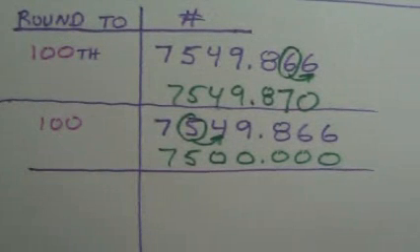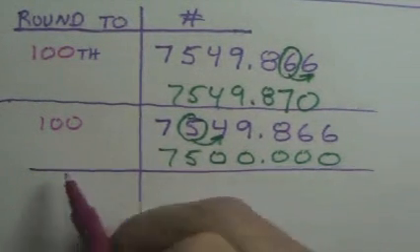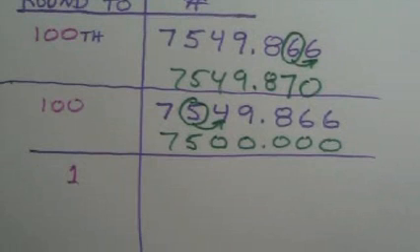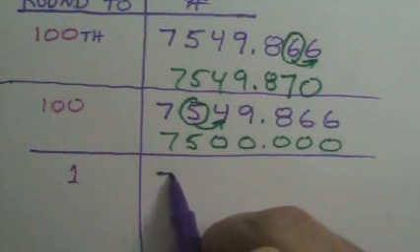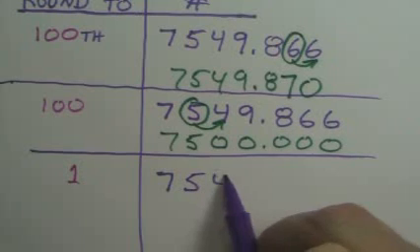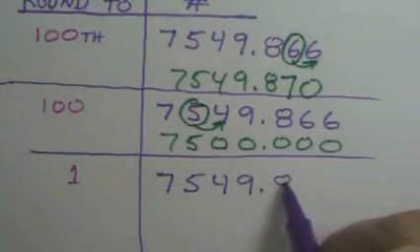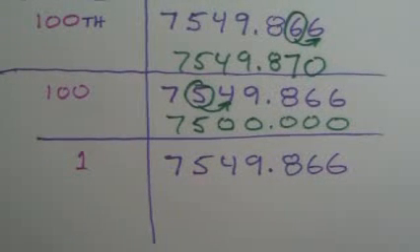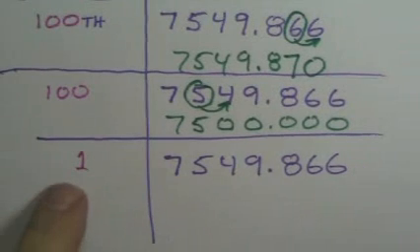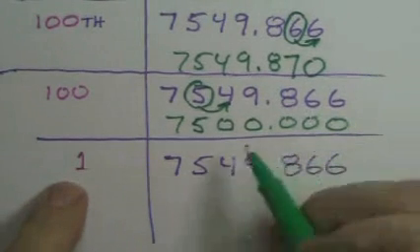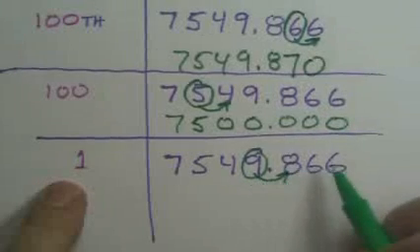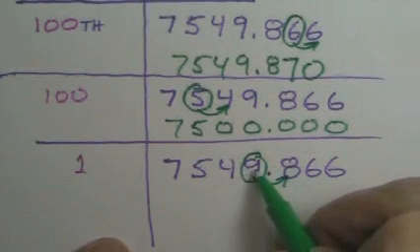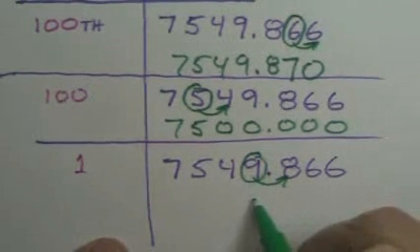One more example. Let's go ahead and round just to the ones. Same number. That number was 7,549.866. Now we're rounding off to the ones. So our first step is to find the ones column. Well, that's it right there, the ones column. Circle, look to the right. If it's 5 or more, let it soar. It is. So this is going to change from a 9 to a 10.